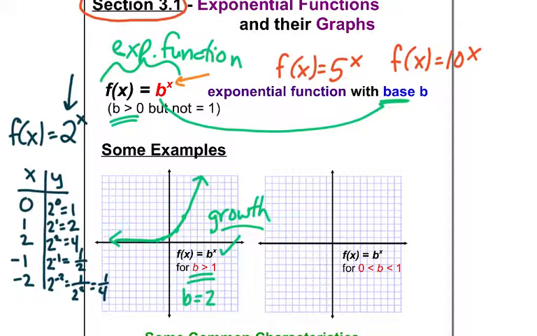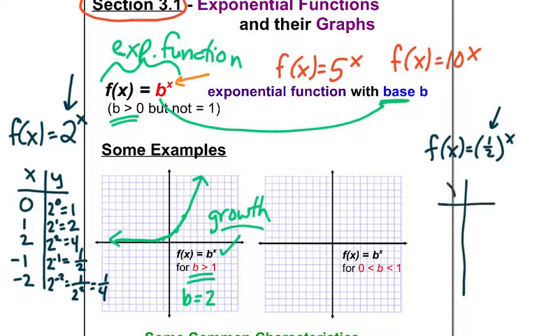Okay, let's do the same idea over on the right side, but let's pick a different base here. How about f of x equals 1/2 raised to the x? So now my base here is smaller. It's 1/2. Let's see what happens. XY chart. All right, same numbers. Now it's going to be a little bit tougher because they're fractions, but I know you can do it.